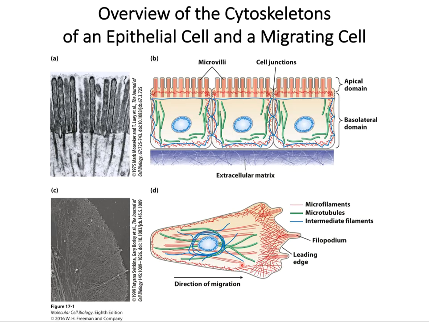So this is an overview of the cytoskeletons of epithelial cells. In the top panel, you can see an epithelial cell, and you can see a migrating cell at the bottom. In the illustration, the microfilaments are in red, the microtubules are in green, and the intermediate filaments are right here in dark blue, and the nucleus is the light blue oval.